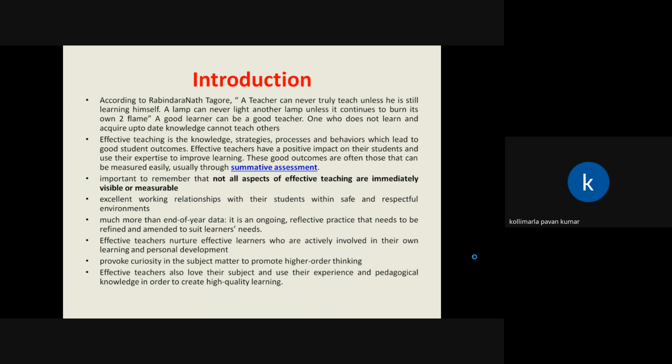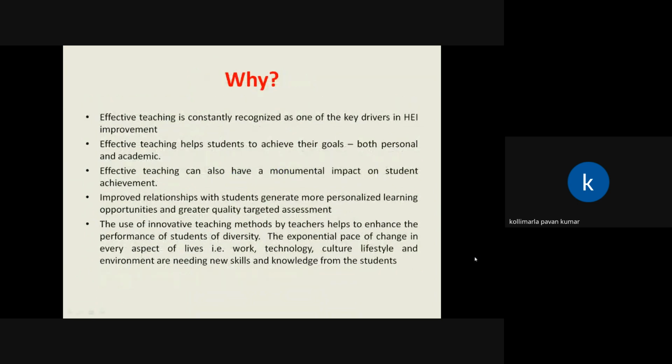Now, why is effective teaching necessary? Because the present education system is not restricted to being teacher centered. In the olden days, the teacher would give the notes or dictate on the board, and the student would observe and write, and whatever material they got, they used to read it.